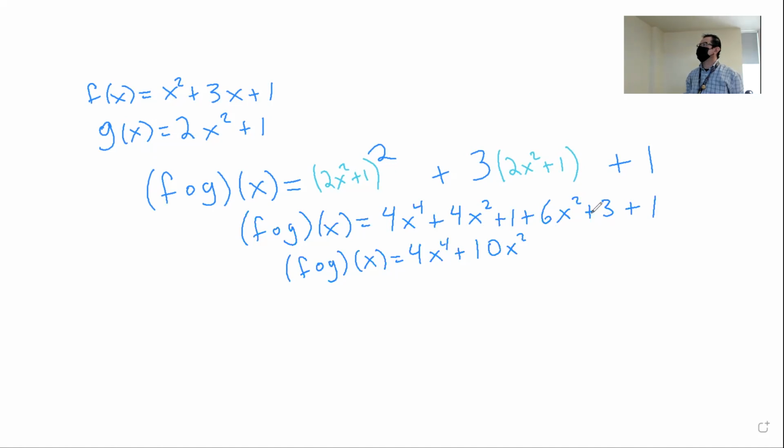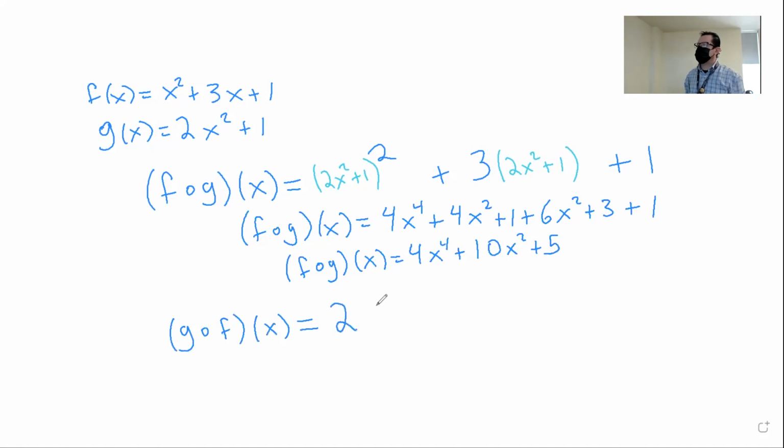One plus 3 is 4 plus 1 is 5. And then the other combination would be G, the composition of G and F, or G composition of F. And we're going to do something similar for that. So imagine that we have G.